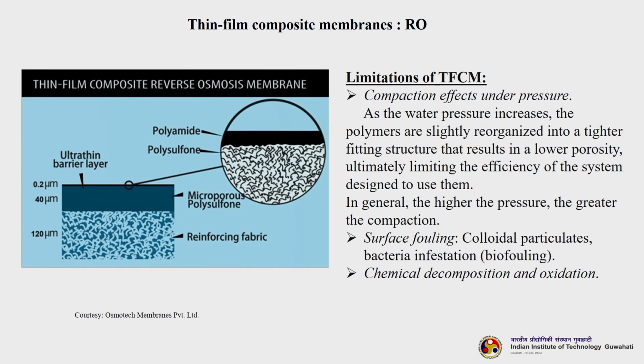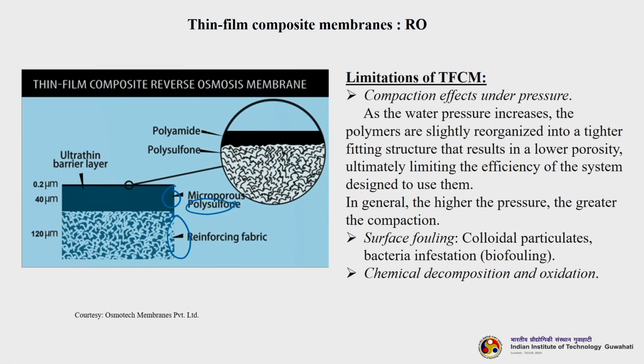So, this is another example, a TFC thin film composite RO membrane, a reverse osmosis membrane. You can see again the top layer is polyamide, for the same reason. However, the 2 distinct support layers below can be of different materials. Here it is microporous polysulfone, followed by the reinforcing fabric. Mostly they are of the same nature and type.